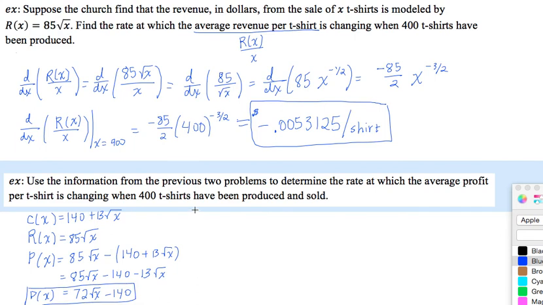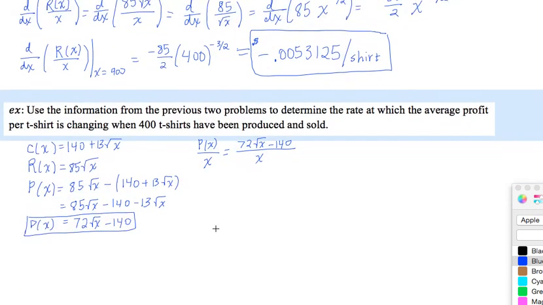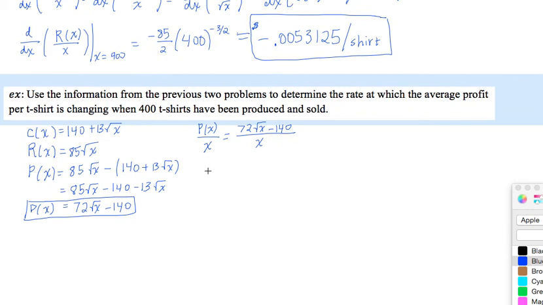So then average profit per shirt is given by P of x over x. So it would be 72 root x minus 140, all over x. And we're going to find the derivative of that. We find the derivative of P of x over x when x is 400. But first we're just going to find the general derivative, then we'll plug in 400.